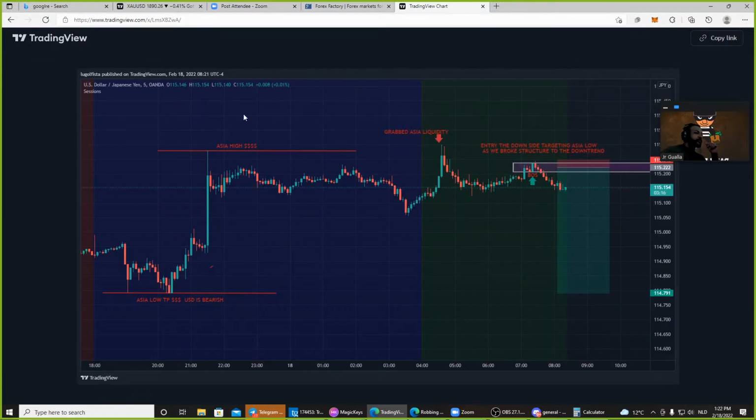Okay, here we go. Asian highs got raided. Grabbed Asia's liquidity. Entry, the downside, targeting Asian low as we broke structure to the downside. I mean, if you're targeting Asian lows and the downside, then honestly your TP should have hit because Asian lows did get raided. All in all, what's important? You're in profit.